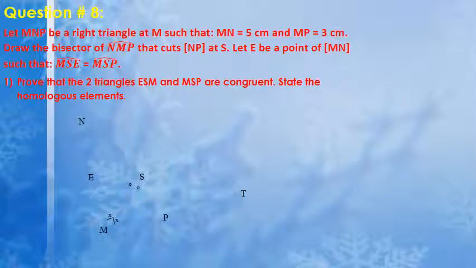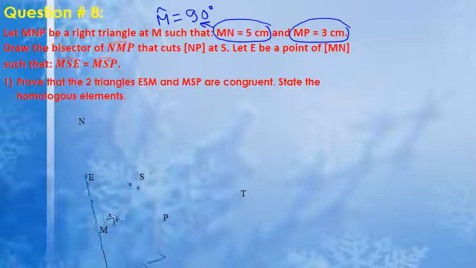In question number 8, let M and P be a right triangle at M. This means that angle M should be equal to 90 degrees and such that MN equals 5 centimeters, MP equals 3 centimeters. With a long ruler, we draw the side MN. Then using a protractor, we assign at angle M the 90 degrees. We join this assigned angle with the vertex M in a line equal to 3 centimeters. In this way, we get a triangle MNP right at M.